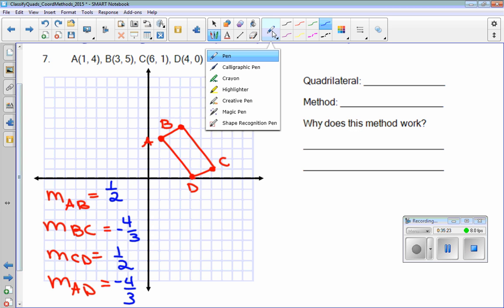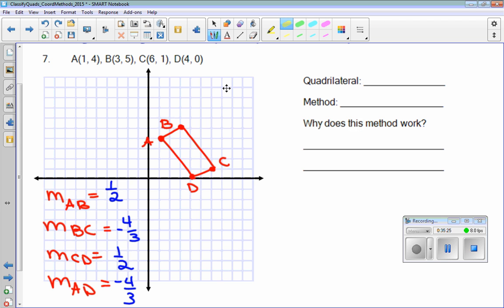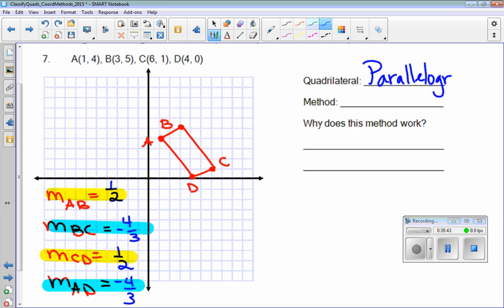Now what is true about it? These two are parallel, and these two are parallel because they have the same slope. Would you agree? So when I have both pairs of opposite sides parallel, what is it? It's a parallelogram. And the method that I used was the slope, and I proved that both pairs of opposite sides are parallel.